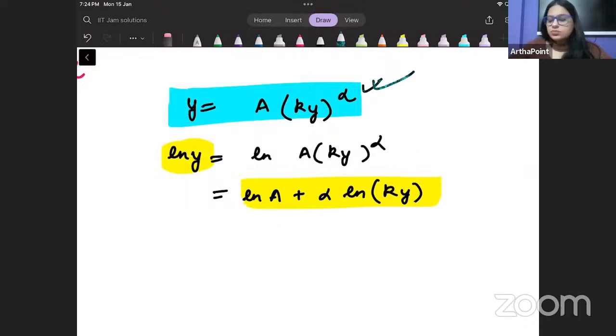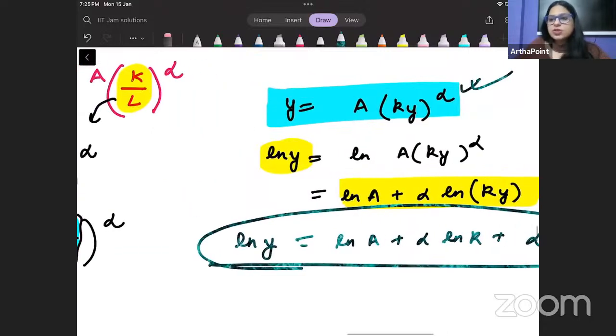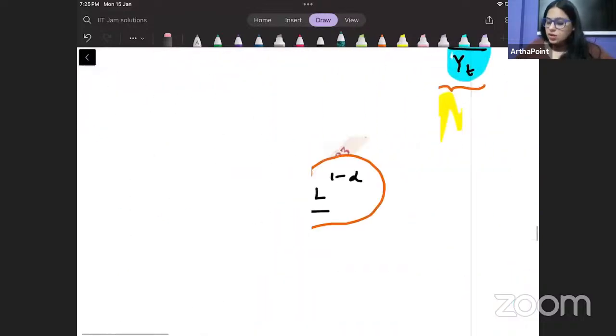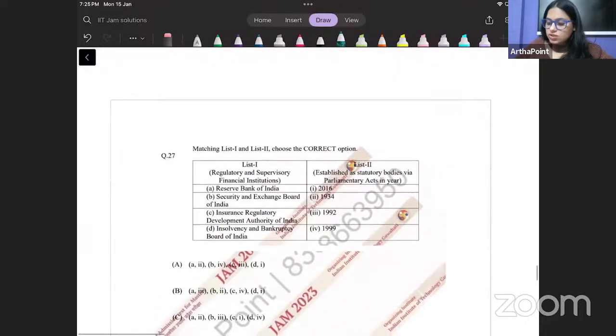Okay. So यहाँ से just solve this. So ln a plus alpha ln k plus alpha ln y, this will be ln y. Do a total differentiation with respect to time, you will get the answer. Okay, so that's the answer to this question. Let us come to the next question.